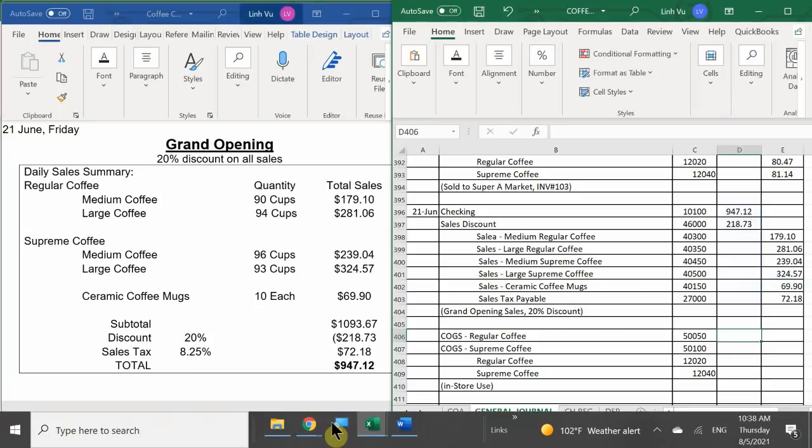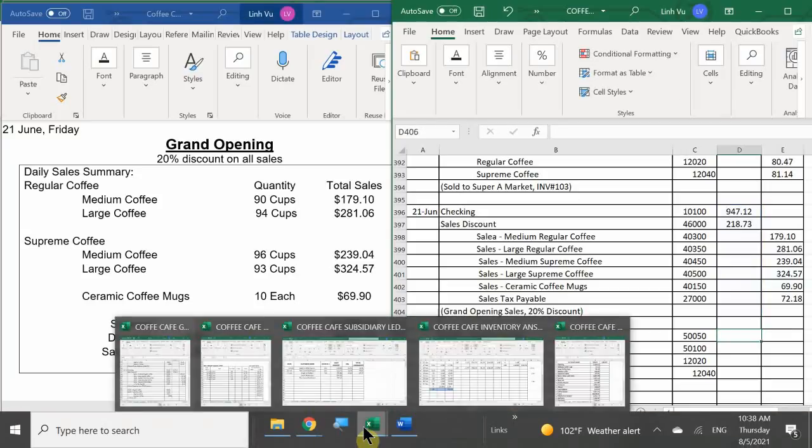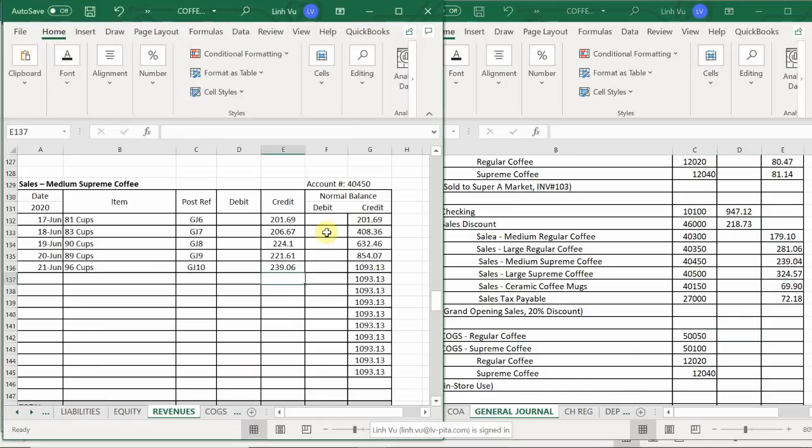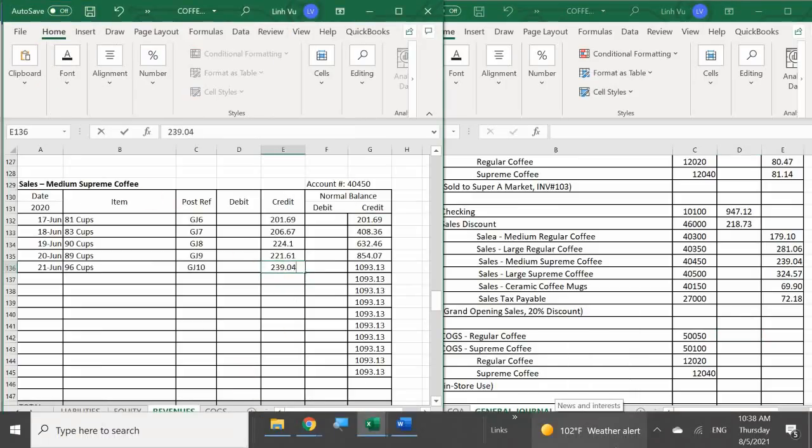Let's go back to my ledger now. Yeah. 1093. Okay, so 239.04 should be 1093.11. Okay, we're both on the same page. Got it.